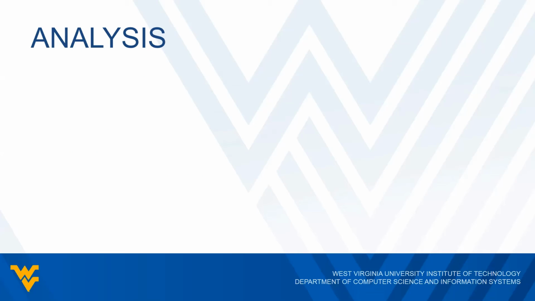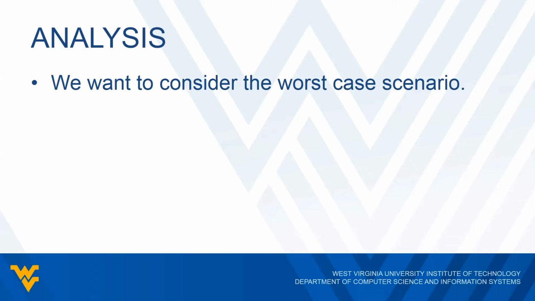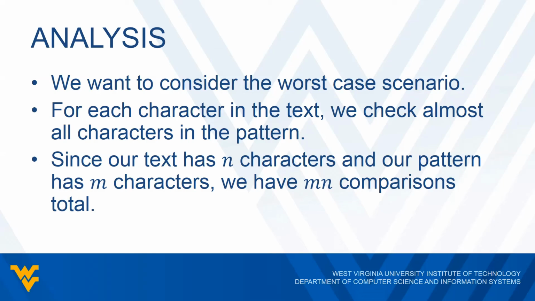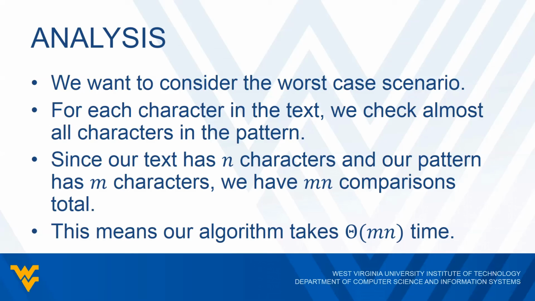Let's analyze this algorithm real quickly. We want to consider the worst case scenario. In both cases, for each character in the text, we check just about, if not all, the characters in the pattern. Our text has n characters and our pattern has m characters. So the total number of comparisons is going to be m times n, or mn to simplify it. That means our algorithm takes theta of mn time.